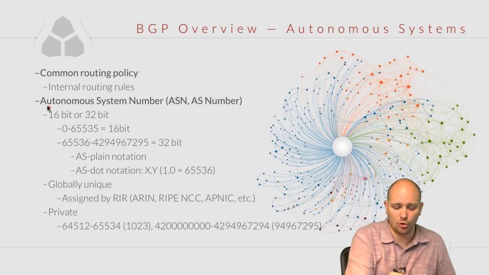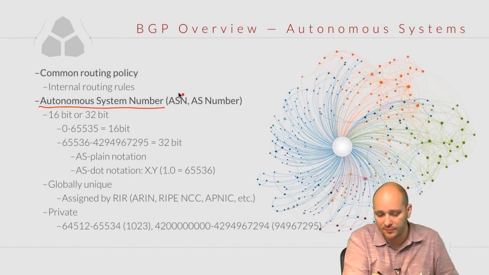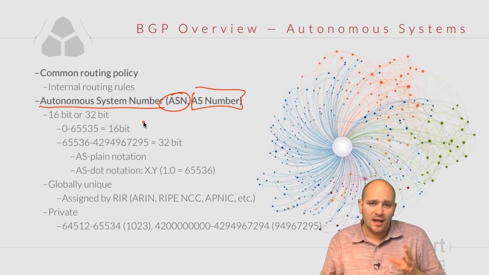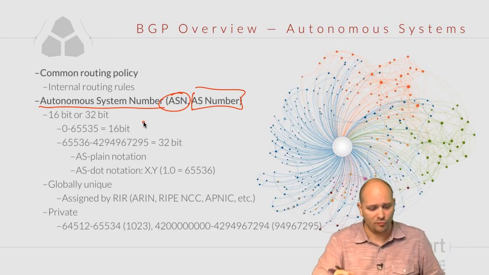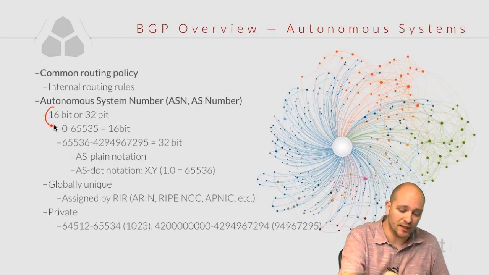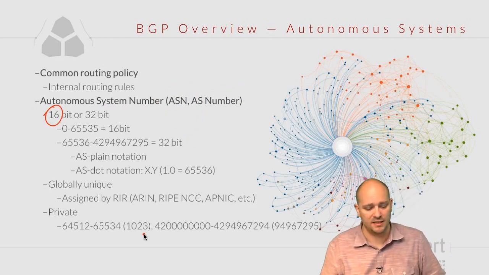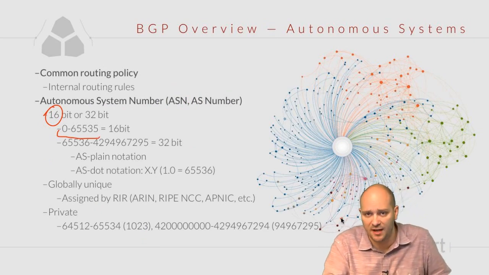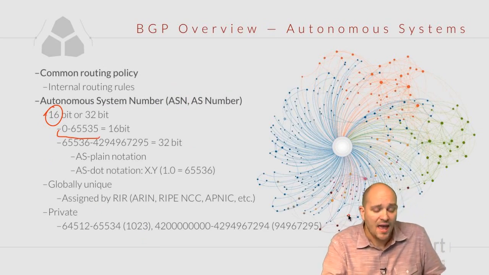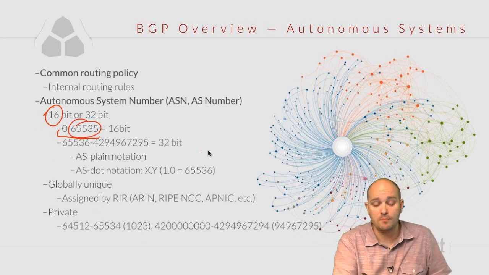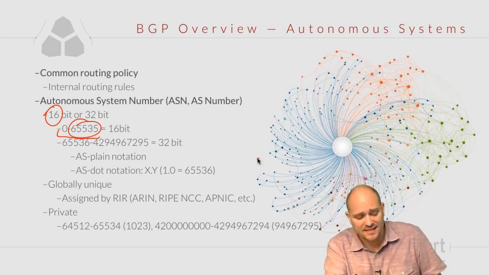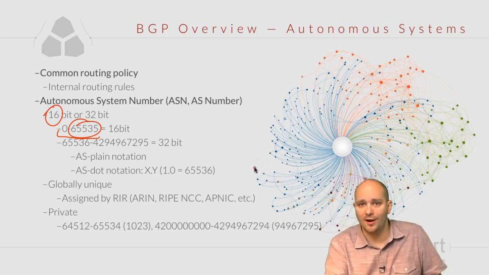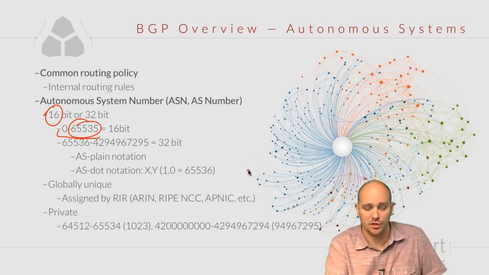This number is called the autonomous system number, or sometimes simply ASN, or the AS number. There are two forms of the AS numbers. Traditionally, the AS number was 16 bits long, which gave us possible values from 0 to 65,535. However, there are actually more autonomous systems than this in the world today, so we started running out of autonomous system numbers.